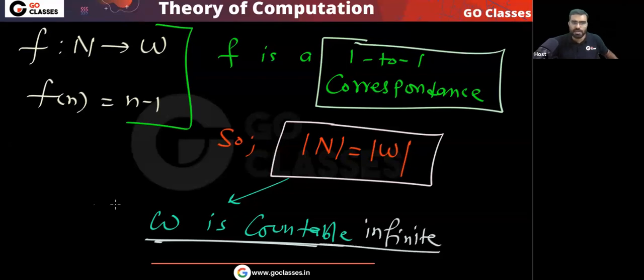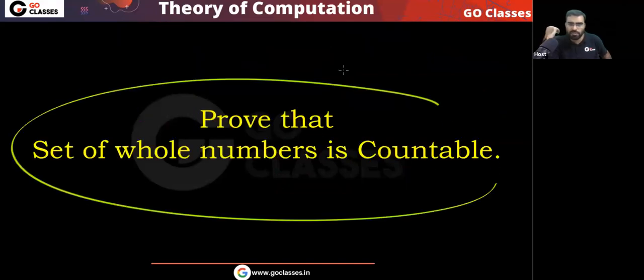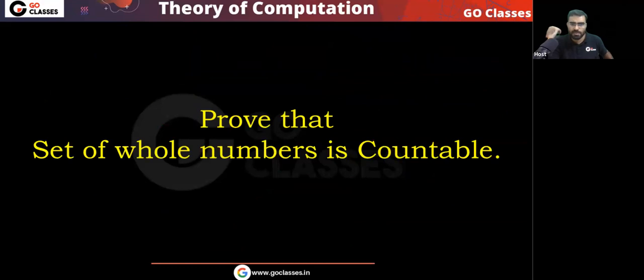Is this clear? Let me know, did you understand? This is the proof. We have proved that the set of whole numbers is countable. Remember the definition of countable and the definition of countable infinite. What is the countable definition? What are these?